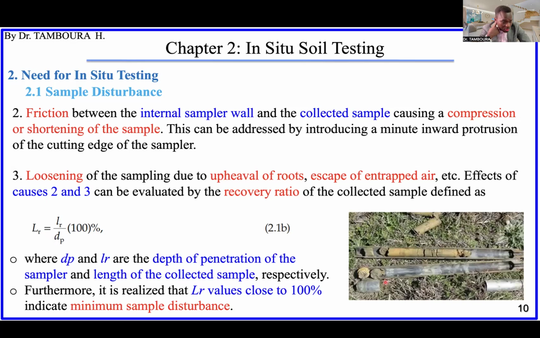So we can evaluate how disturbed the soil was from this. If it is close to 100, then we can say that the disturbance of our sample is small.